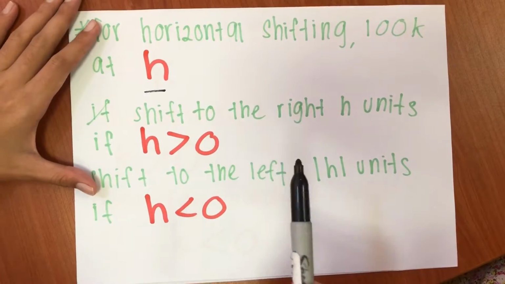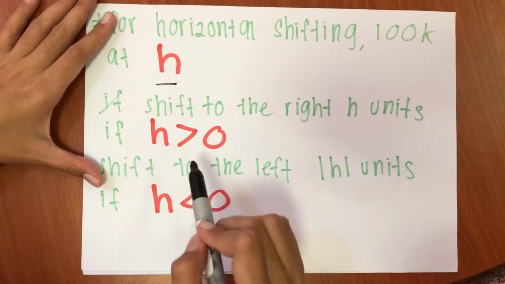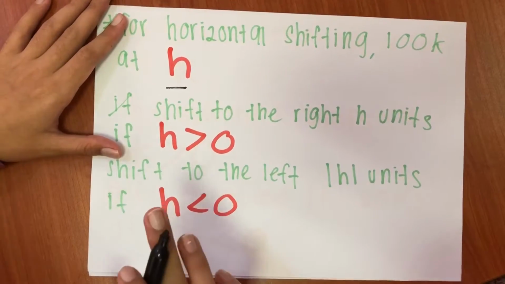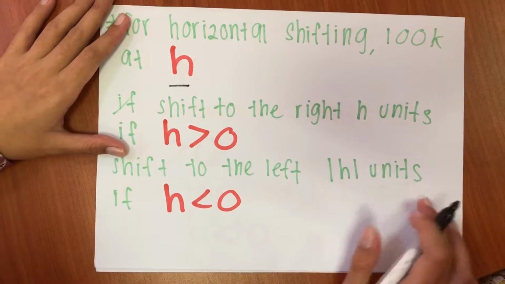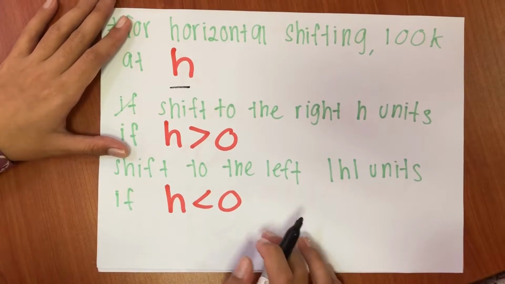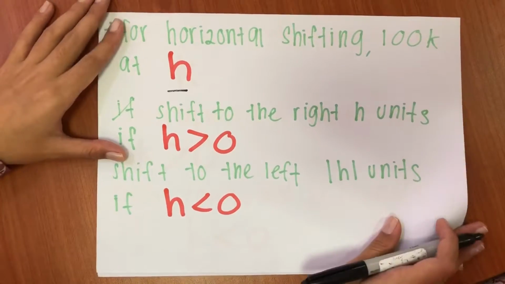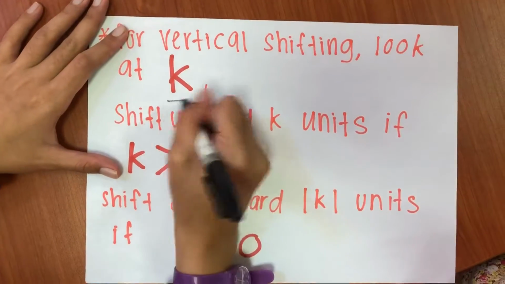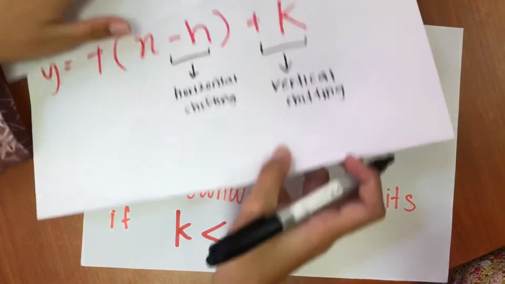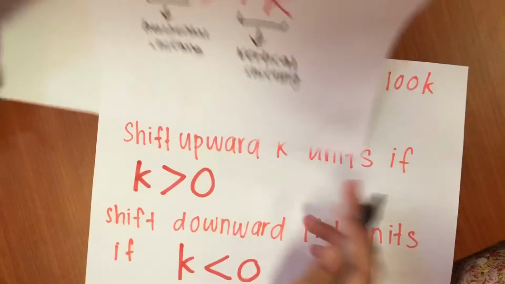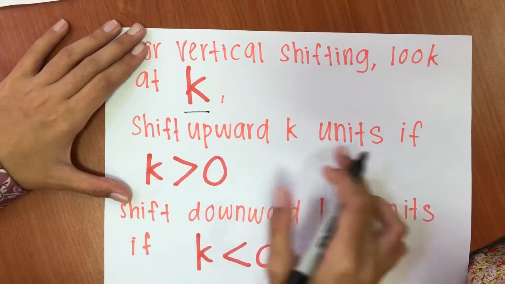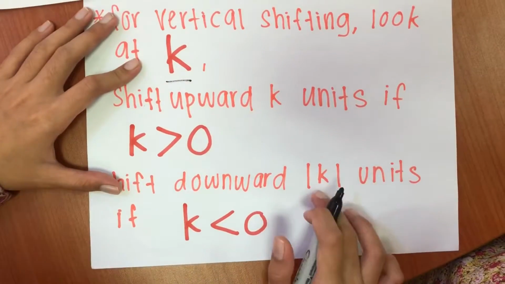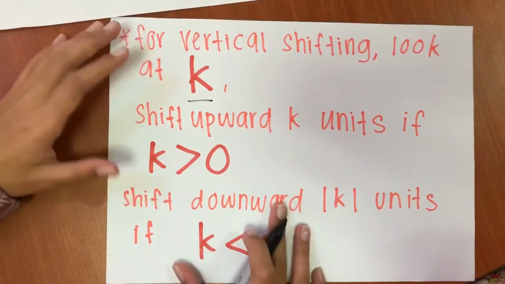If h units is more than 0, it shifts to the right. If modulus h units is lesser than 0, it shifts to the left. For vertical shifting, we need to look at k, this part. Shift upward k units if k is more than 0. Shift downward modulus k units if k is lesser than 0.